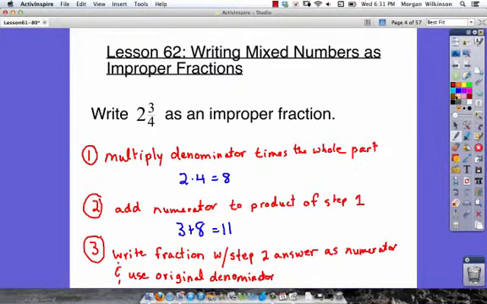So if we do that, step 2 answer is 11, that's our numerator. Our denominator stays as it originally was, that's 4. So we get 11/4. And that's our final answer. This 3-step process will work whenever we want to write mixed numbers as improper fractions. Take a moment to pause the video now if you need more time to get this in your notes. Let's move on to our next example.